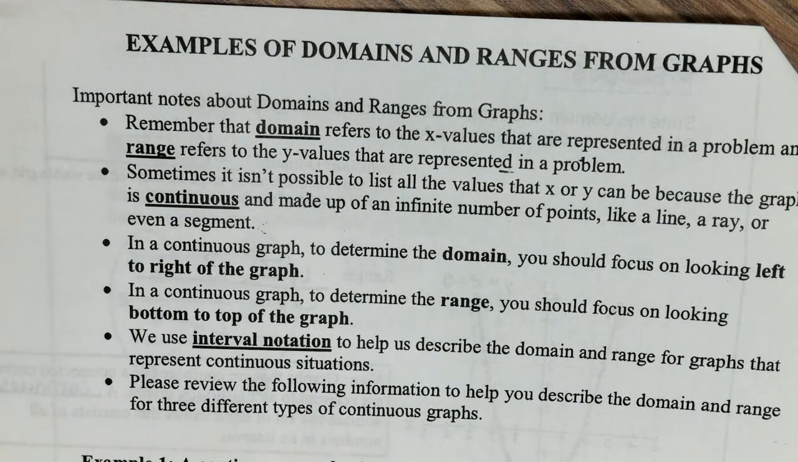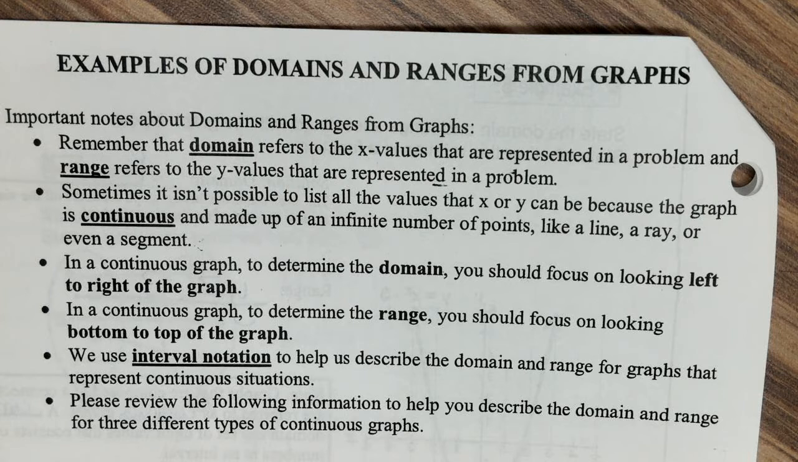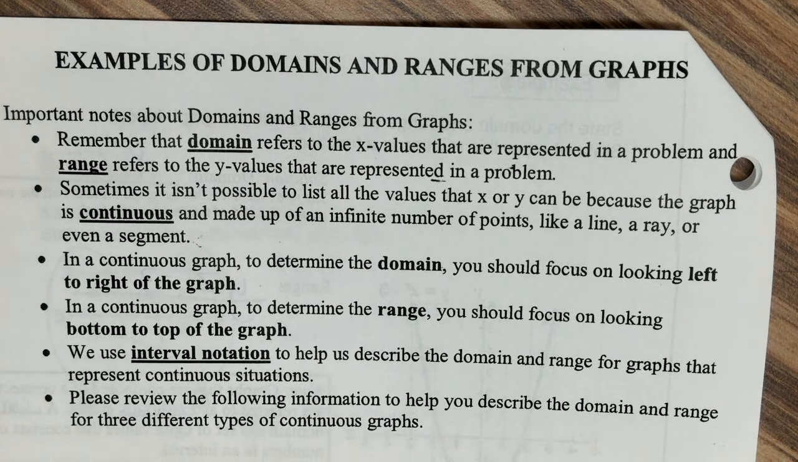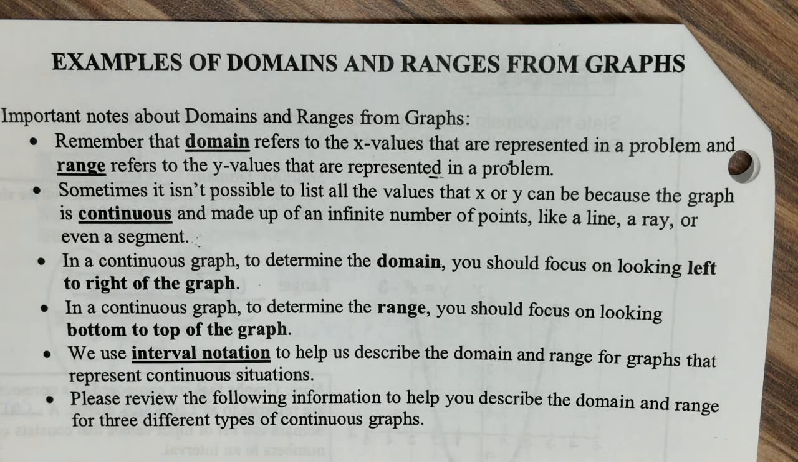Okay, if you flip to the back, this is just stuff that you need to know, and it's just examples of domains and ranges from graphs. It's important notes. It says, remember, a domain is the x's, range is the y's. Sometimes it isn't possible to list all the x values and y values because it's continuous. If it's continuous, you're going to write an inequality. Did y'all hear me? If it's discrete, you're just going to write your domain is 1, 2, 3, 4, 5, 6, 7, 8. Make sense?